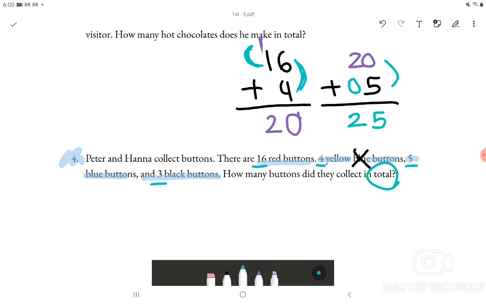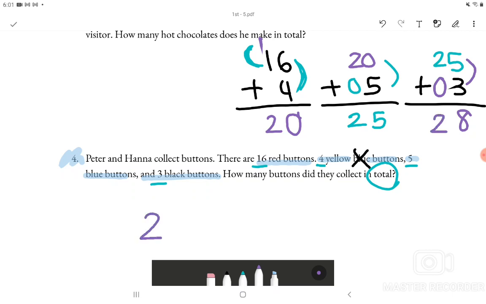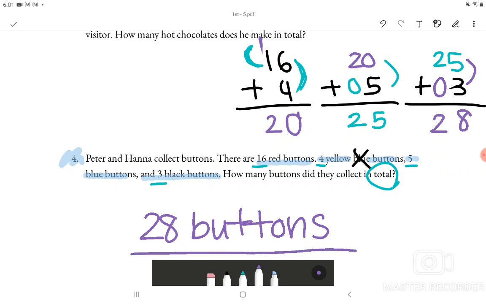Lastly, we would have to add the 3 black buttons to 25, which is the sum of all red, yellow, and blue buttons. So we would do 25 plus 3. 5 plus 3 is equal to 8. And since there's nothing in front of the 3, it's just 2 plus 0, which is equal to 2. So we know that there are 28 buttons in total. That will be your answer for number 4.